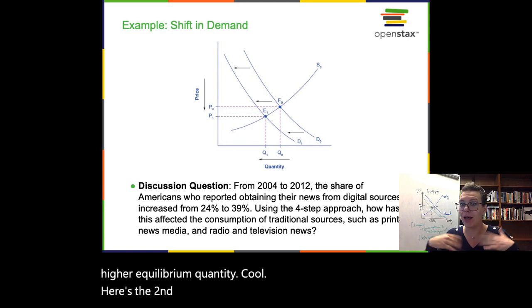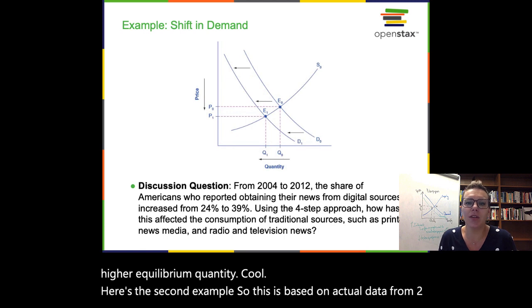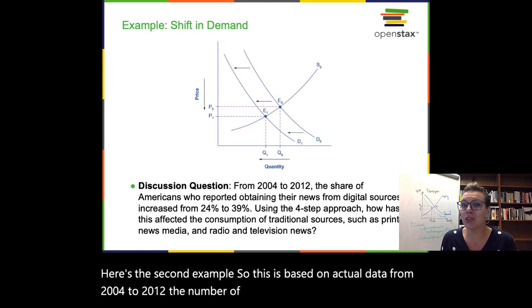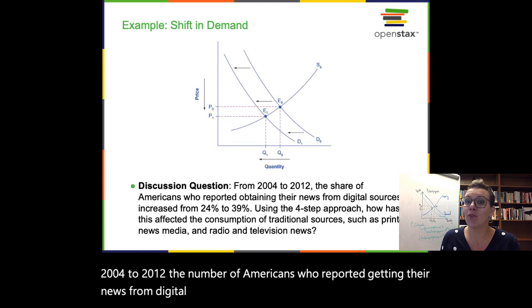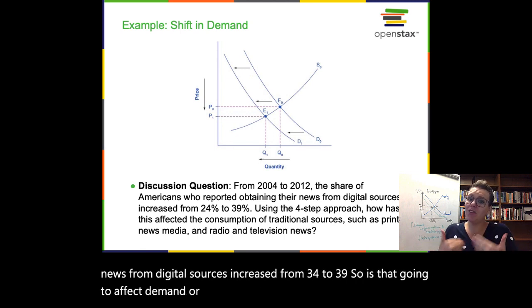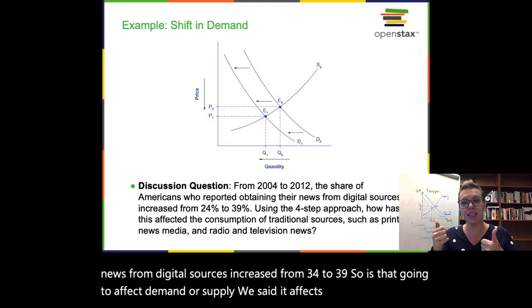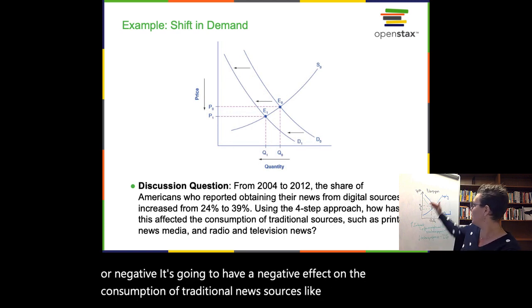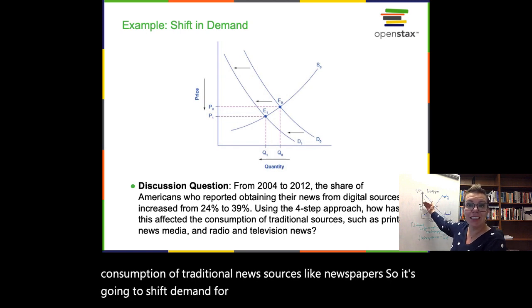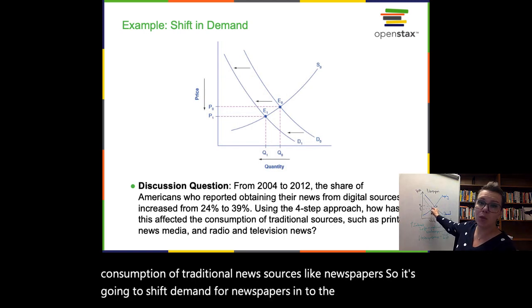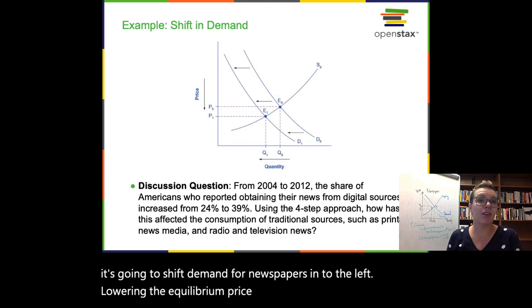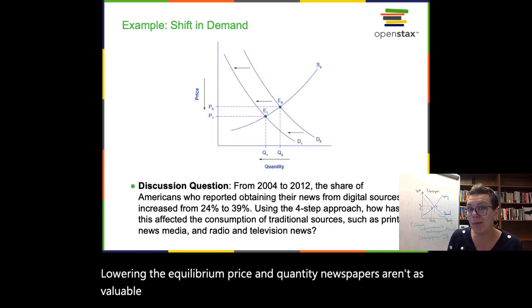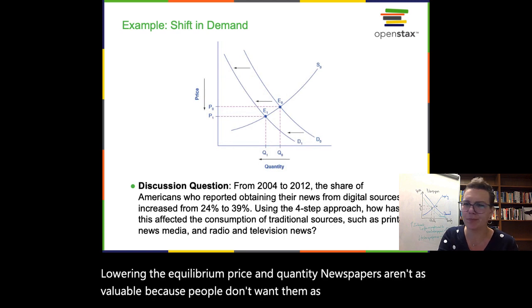Here's the second example. This is based on actual data from 2004 to 2012. The number of Americans who reported getting their news from digital sources increased from 34% to 39%. Is that going to affect demand or supply? We said it affects demand. Is it positive or negative? It's going to have a negative effect on the consumption of traditional news sources like newspapers. So it's going to shift demand for newspapers in to the left, lowering the equilibrium price and quantity. Newspapers aren't as valuable because people don't want them as much. Does that make sense? Hopefully.